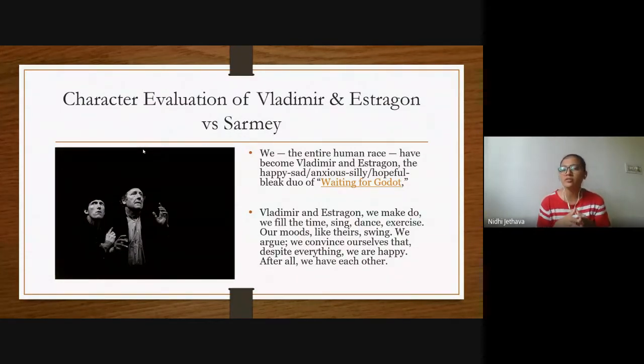We are waiting for something, but we don't know whether that thing came to us or not. We are changing our moods. We are doing so many things in our life, and we all are waiting for Godot, but we don't have an idea personally who is Godot for us.